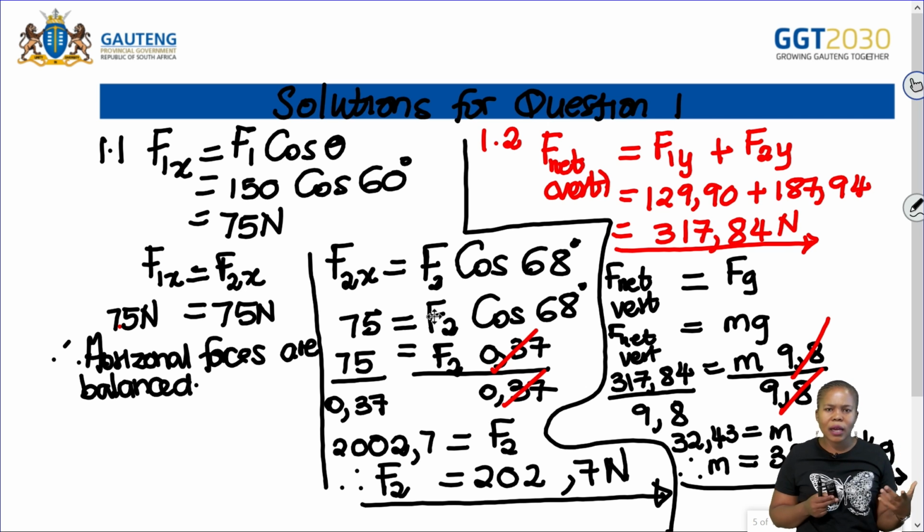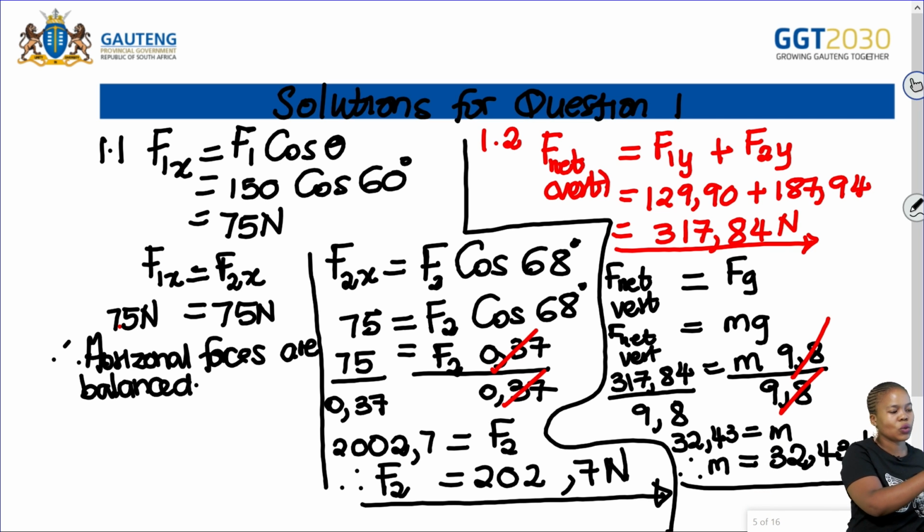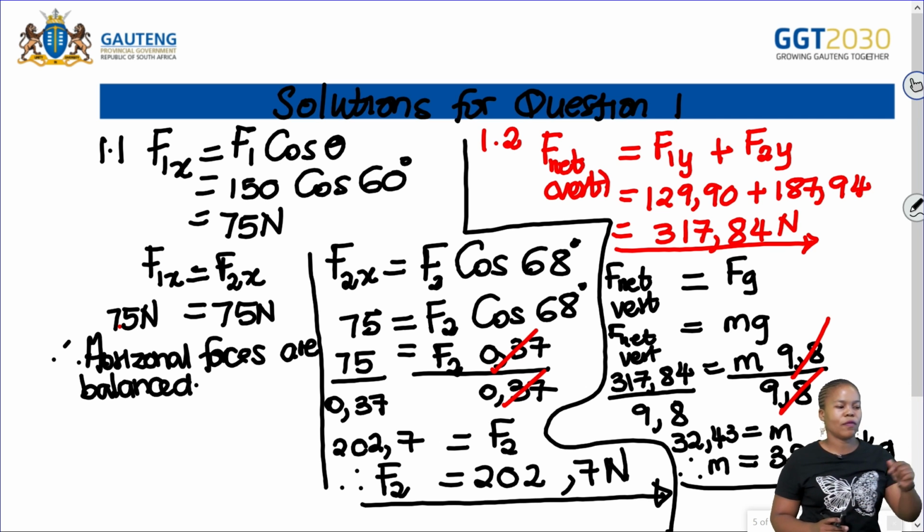Therefore, we have one unknown. How do we find our unknown? What is cos of 68? It gives us 0.37. So we're not looking for F2 times 0.37, but for F2 only, which is the main force. What is the magnitude of that one? Therefore, your F2 is 202. Remember, we corrected this one. This is 202.7, and when you do your math, it gives us F2 being 202 newtons.